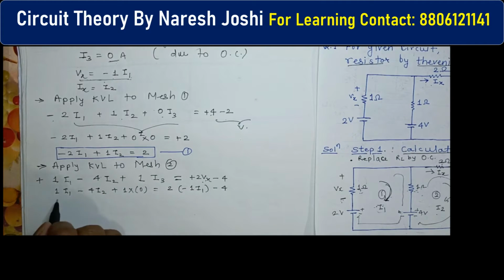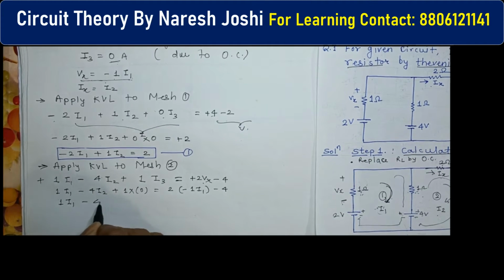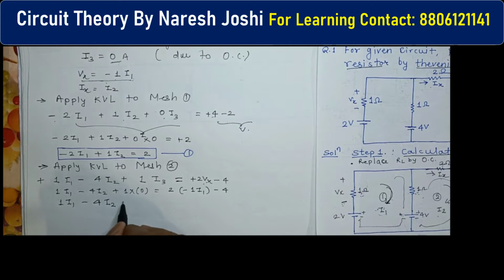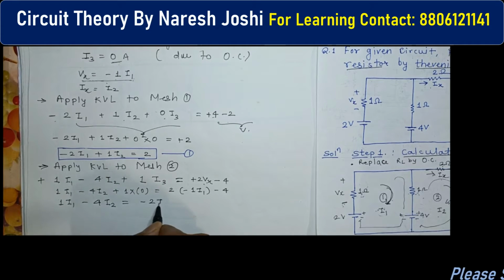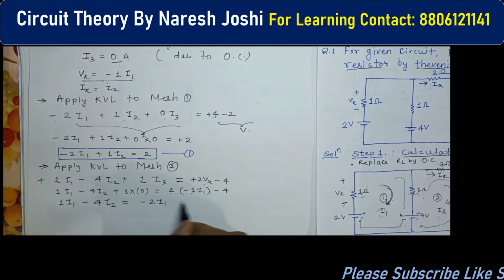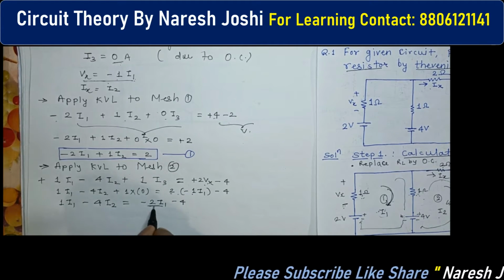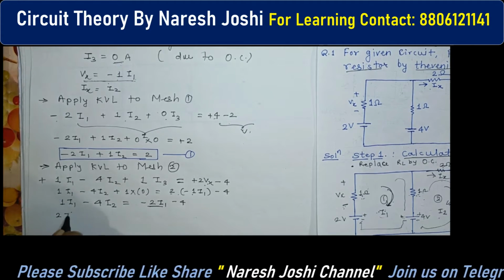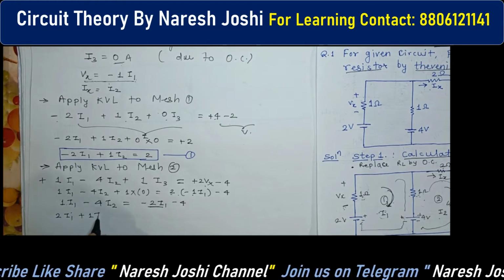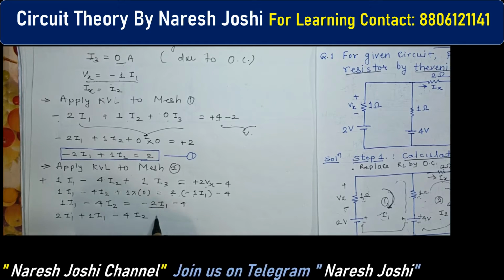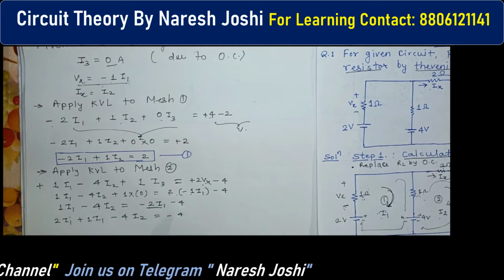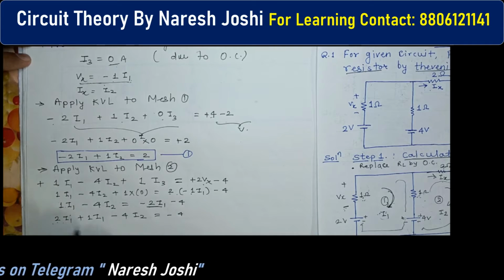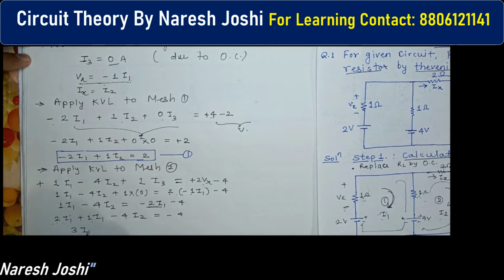So you can see this is 1 I1 minus 4 I2, it becomes 0, then 2, this is minus 2 I1, it is 2 into minus 1, that is minus 2, and minus 4. So this minus 2 we will shift to the left hand side, so it becomes positive. So this is 2I1, then plus 1I1, then minus 4I2, and it is minus 4. Okay, so this is plus 2I1 and 1I1, this becomes 3I1, and this is the minus 4I2 equals to minus 4.